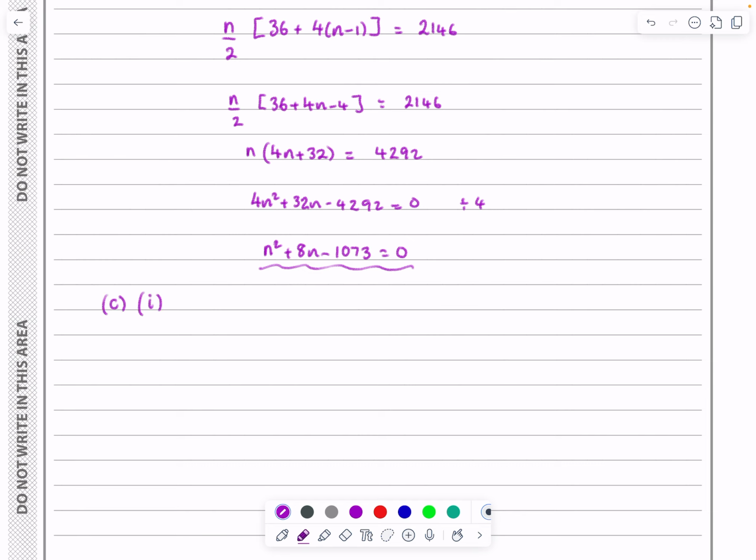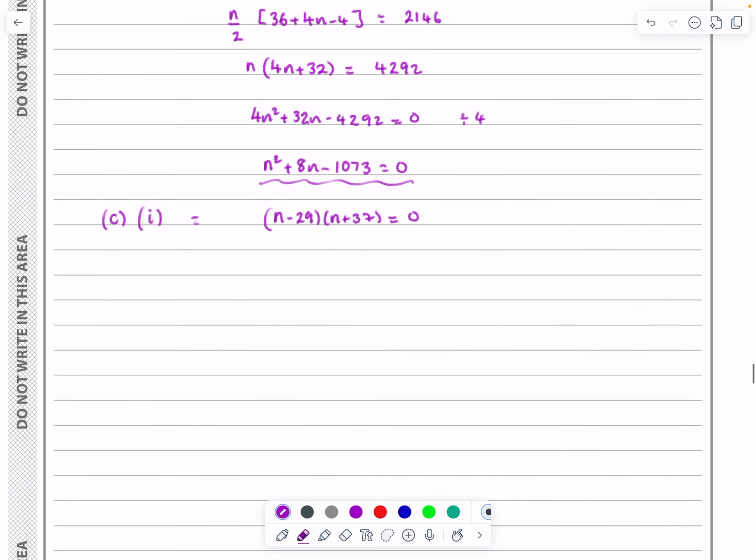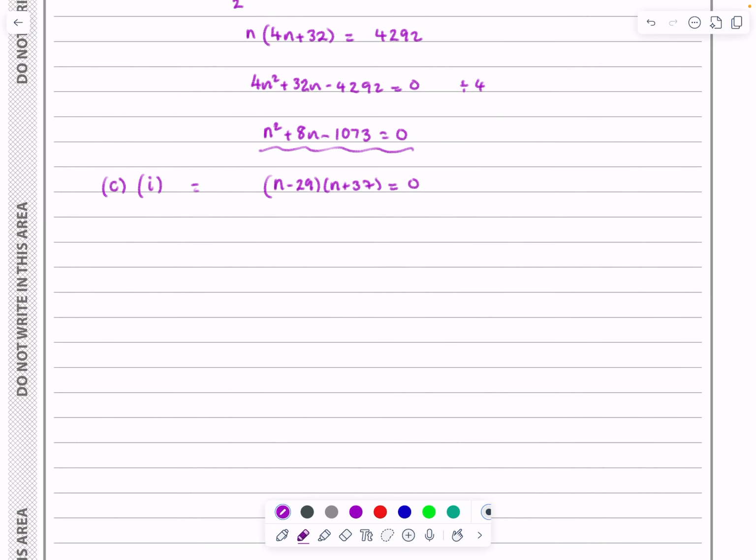So for part C, part 1, it may well be that it factorises. You can factorise it, or you can use the quadratic formula. I think they're sometimes a little bit unrealistic about how this is going to factorise. So I know what the answer is now. I can see that it actually works out to be n minus 29 times n plus 37, apparently. But if you can't do that, there's absolutely no problem. I don't think I could do that. But there'd be no problem with sticking it into the formula, would there?